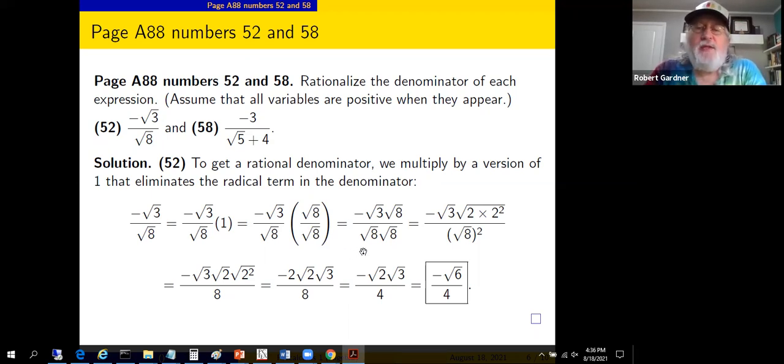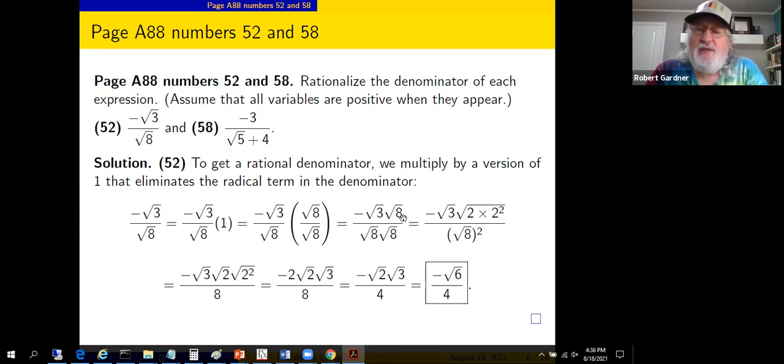Well, then in the denominator, we'll have the square root of 8 times the square root of 8. We'll have the square root of 8 squared. And that'll get rid of that square root in the denominator. As you do that, some other stuff happens in the numerator, so we'll keep track of that. But we were trying to rationalize the denominator. Mission accomplished. Square root of 8 squared is 8. So it worked. But some other stuff is happening in the numerator.